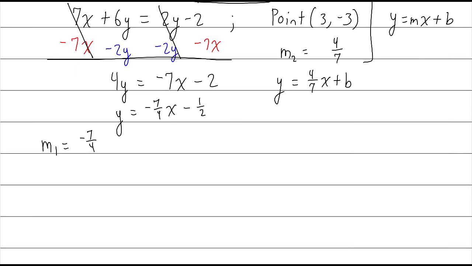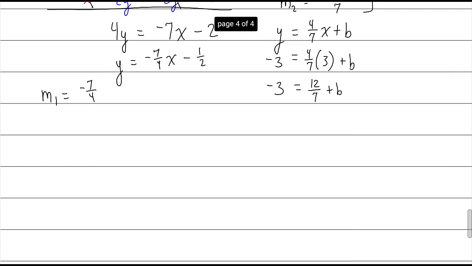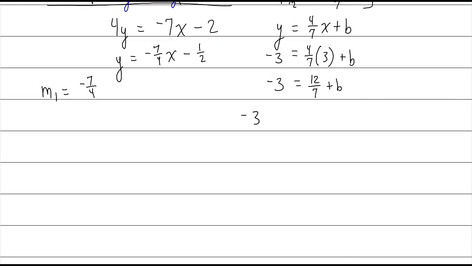Okay, when x is 3, I don't know what b is, but y has to be -3. When x is 3, y is -3. That gives me an equation to solve. 4/7 times 3 is 12/7. Now I have to subtract 12/7 from both sides. All right, so that's going to be a little fun to do. If I subtract 12/7 from both sides, I'm just writing it all at once, but here we go.